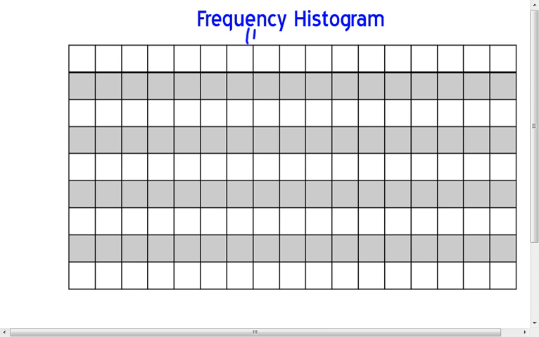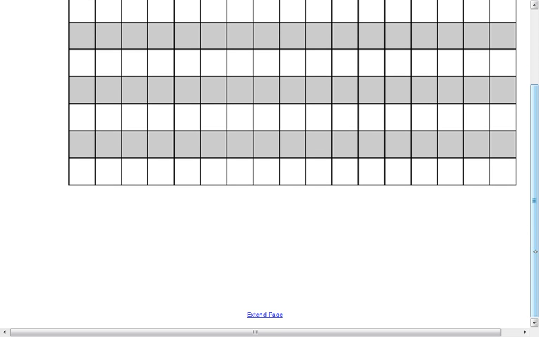Okay, so my title up here, I'm going to say that it's height in inches of trainees. What goes along your x-axis is always going to be your classes or your bins. So I would label this like this: 65, 65.5, 66, 66.5, 67, 67.5, etc. Okay, you'd keep going. Your x-axis is height in inches.